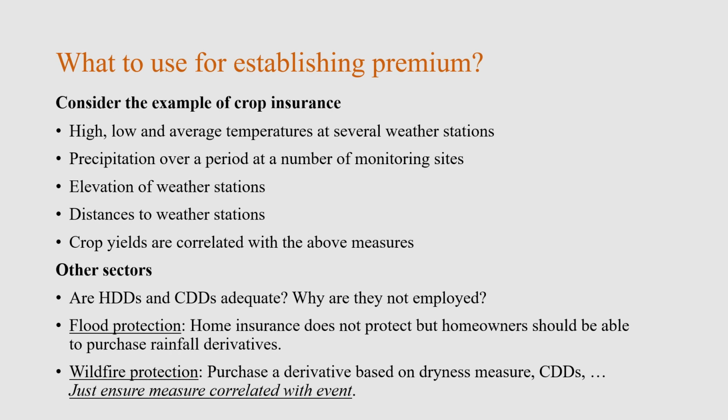Other sectors. Are heating degree and cooling degree days adequate? Why are they not being employed more often? What about flood protection? Home insurance does not protect, but homeowners could and should be able to purchase rainfall derivatives. Wildfire protection. You can purchase a derivative based on a dryness measure or on cooling degree days. Just ensure that the measure you use is correlated with the event.